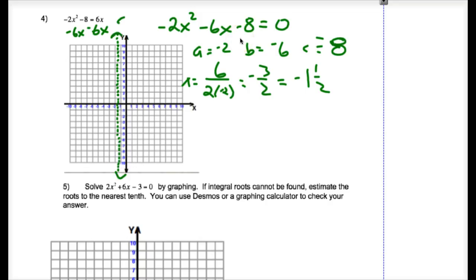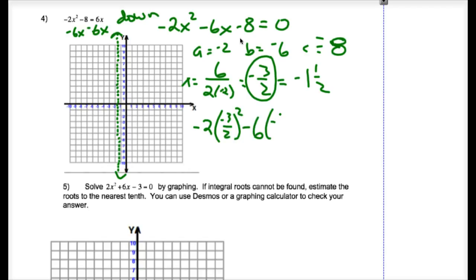And then, guys, this one actually opens up downward. Does everybody agree? And I'm going to show you guys something pretty cool here. Do this one with me, please. Okay, here's what Nico taught me. Everybody put negative 3/2. Leave it improper. In for x. Negative 3 over 2 quantity squared minus 6 times negative 3 over 2 minus 8.